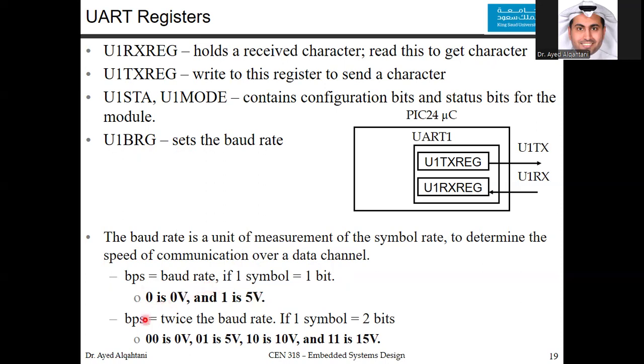If you increase the bits per second to twice the baud rate, this means that one sample contains 2 bits. So now you have 00, 01, 10, and 11, and you specify the voltage value for each one of them. In this case, we say that 00 is 0 volt, 10 is 5 volt, 01 is 10 volt, and 11 is 15 volt. This is what we mean by the baud rate.